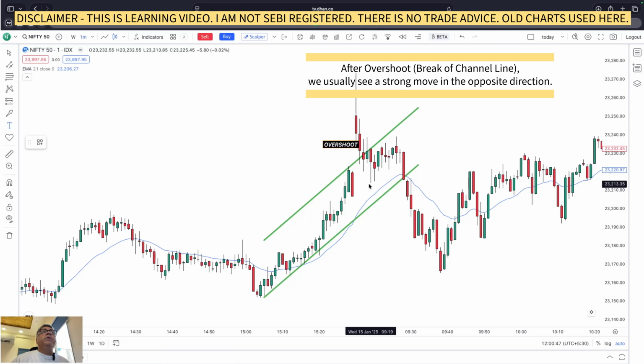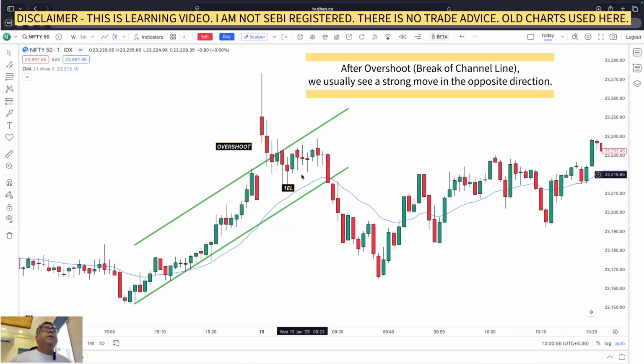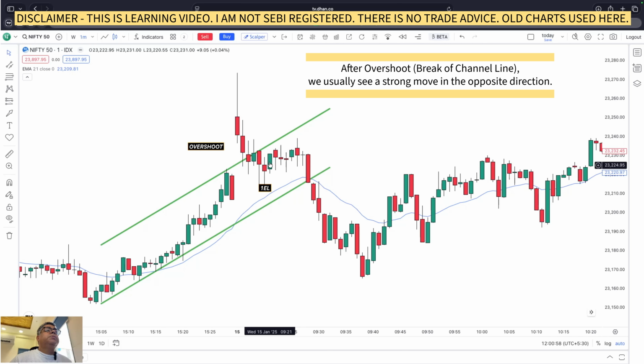So this is the first entry long. The green bar broke the high of the previous red bar. I hope you can see. Let me zoom. This bar broke the high of the previous bar, and it is an inside bar within this mother bar. So let me mark it as first entry long. Then this bullish leg was over and this doji bar broke the low of the previous bar. So this is second entry long.